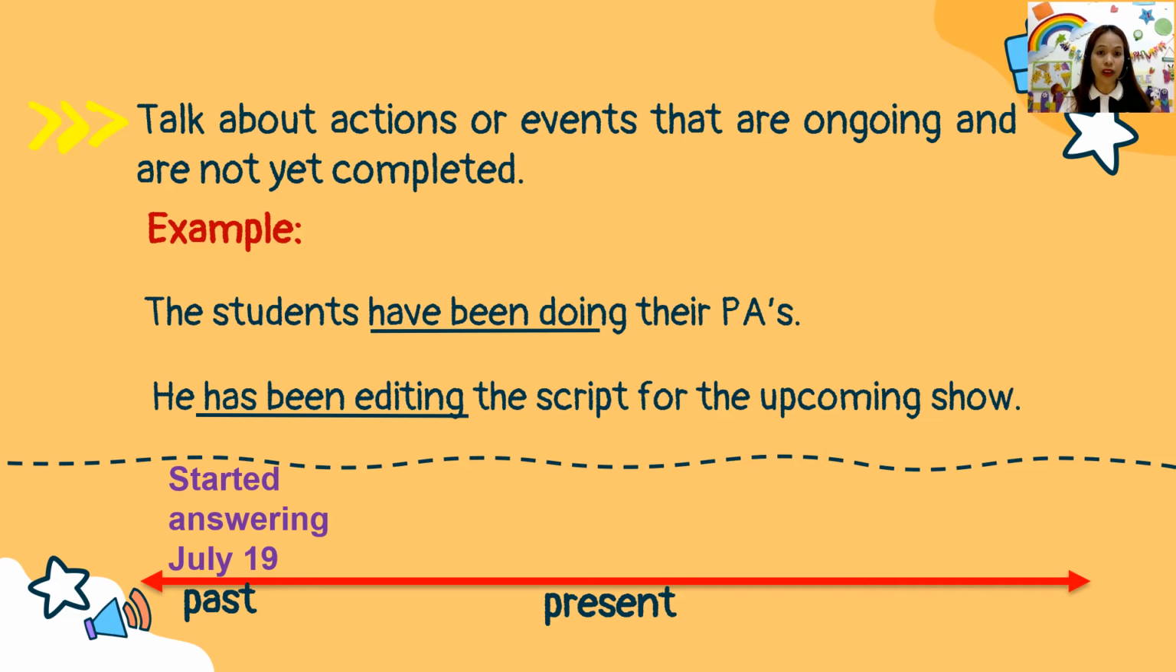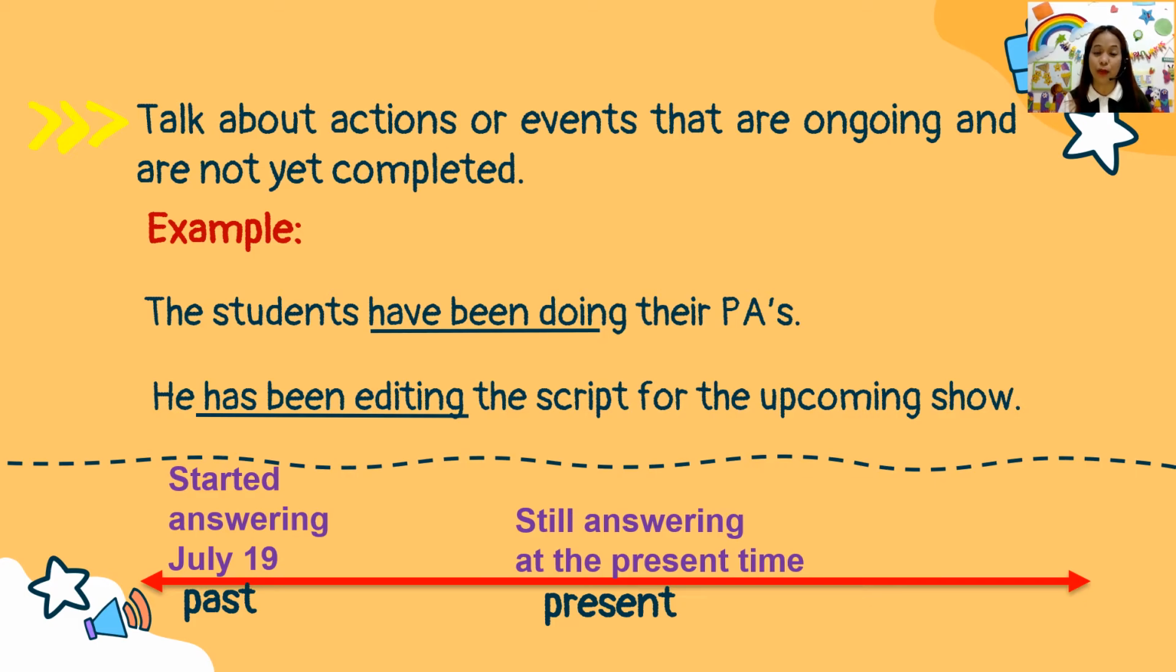So that was in the past. Okay, so it's past already, but still you are not yet done. So the action isn't completed, right? You are still completing your PA up to the present time. So the action is still ongoing. Okay? You are still answering up to the present time. Okay? Clear? Are we clear, grade 6?